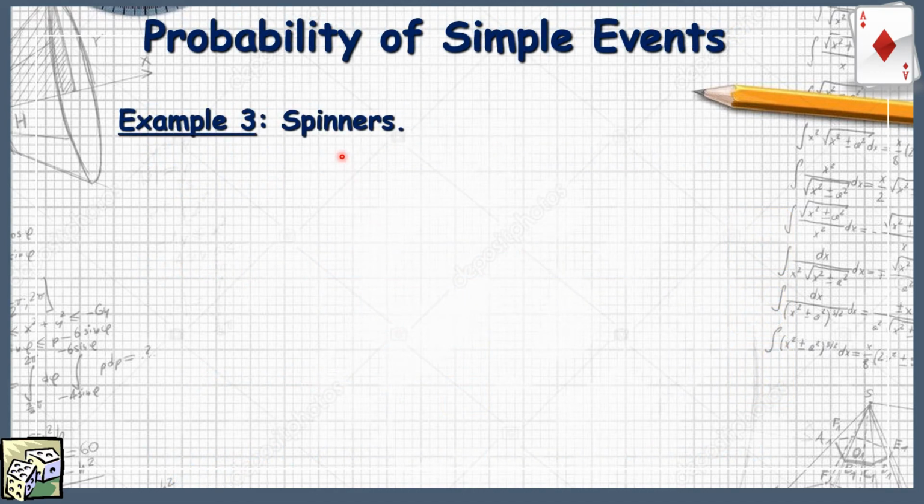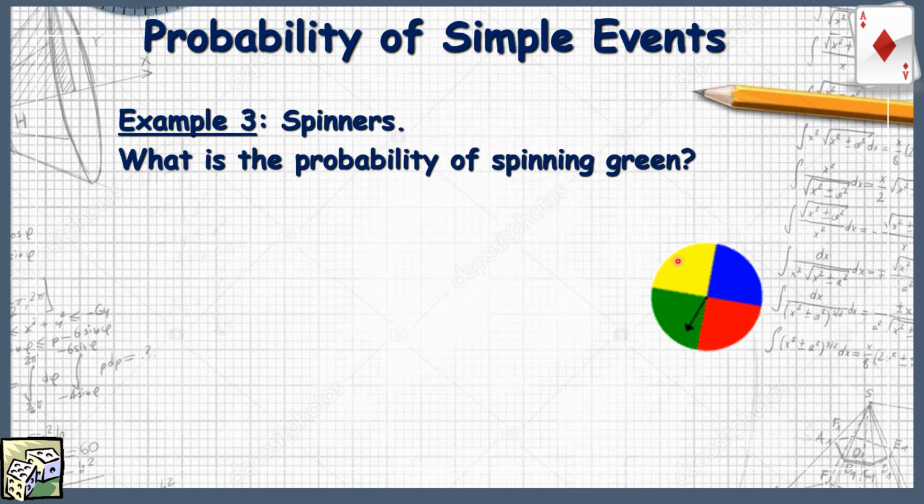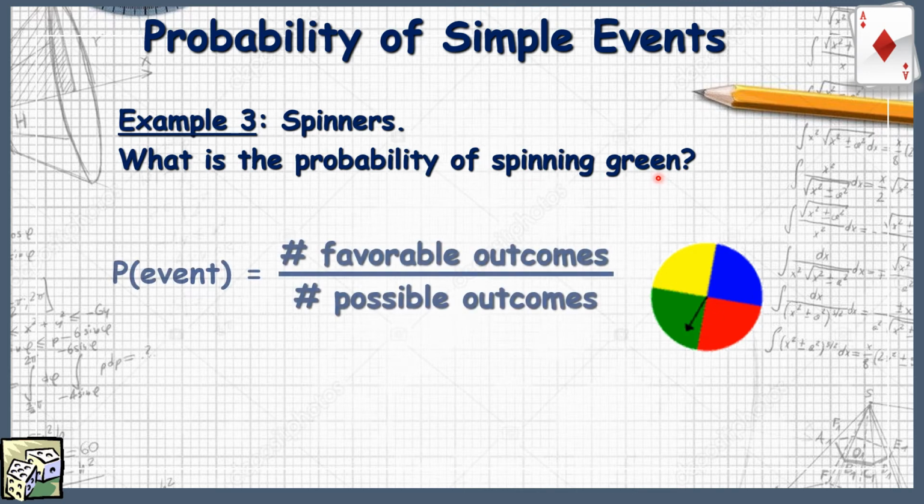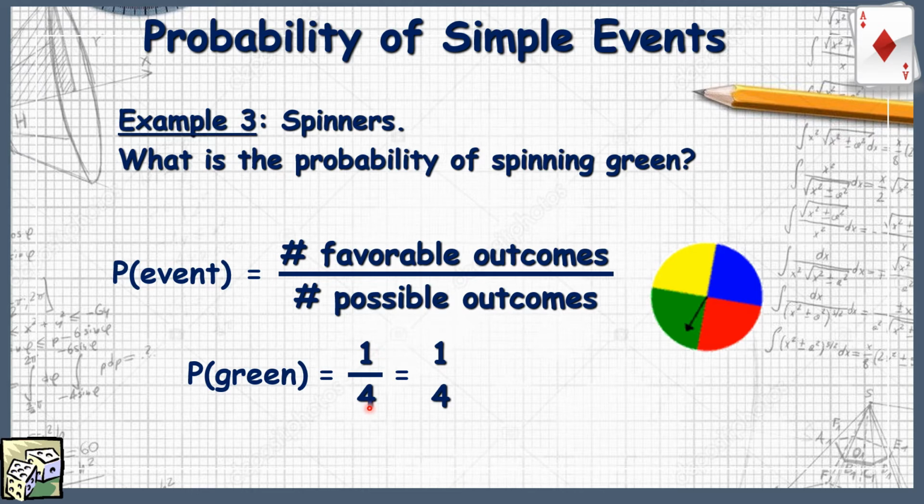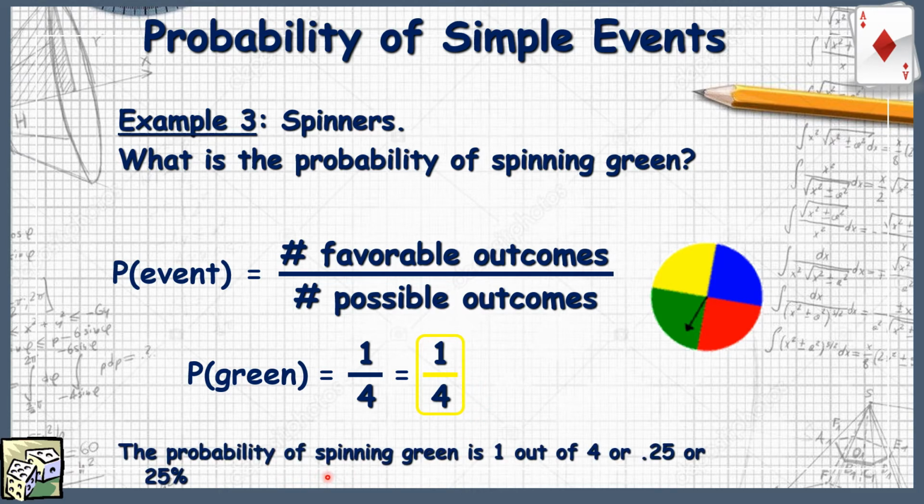Next example is spinners. So, yung spinners natin, meron tayong 4 na color, green, yellow, blue, at saka red. So, what is the probability of spinning green? So, again, ang formula natin, number of event over number of sample space. So, ilan lang po yung favorable outcome, ilan lang ang green, that is 1. Ilan lahat yung colors natin, that is 4. So, it means we have 1/4 or 1 over 4. That is our answer. Hindi na natin siya pwedeng i-lowest term. So, it means the probability of spinning green is 1 out of 4 or 0.25 or 25%.